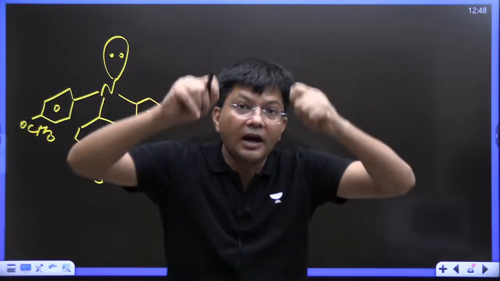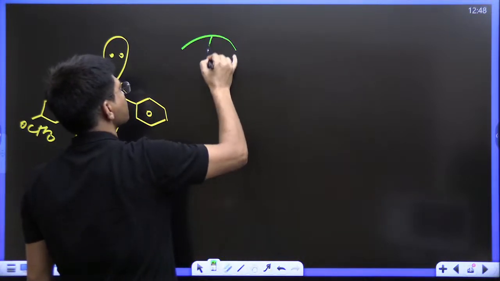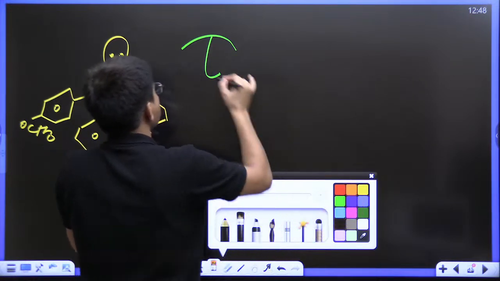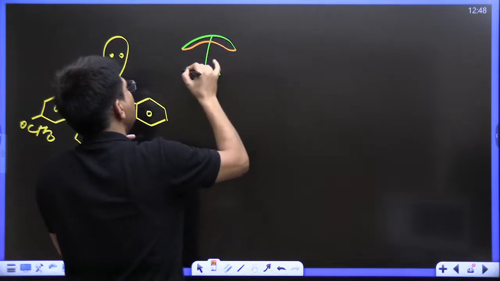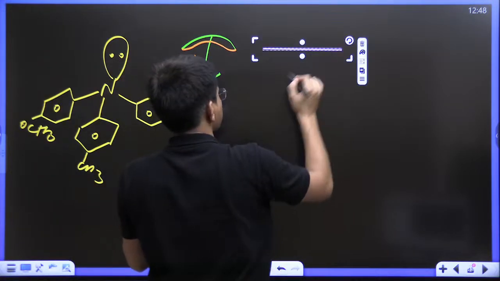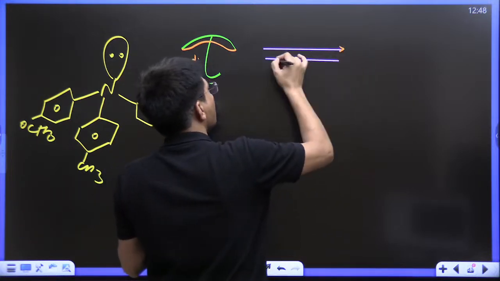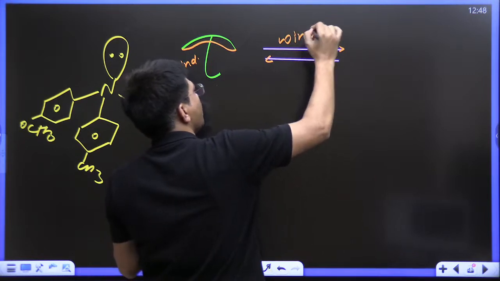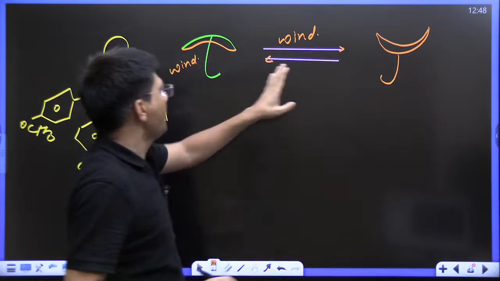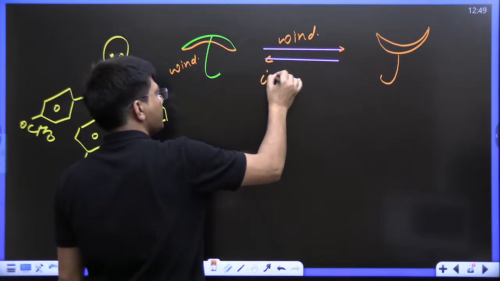You know, if you have an umbrella like this, and once the wind is coming, a wind is blowing, this umbrella will convert like this. With the wind flow, the umbrella will invert. This is known as umbrella inversion. Amine inversion has taken place.